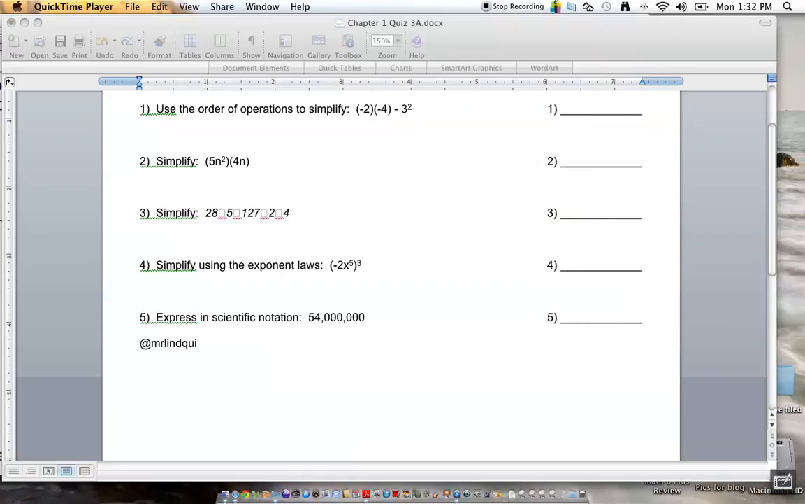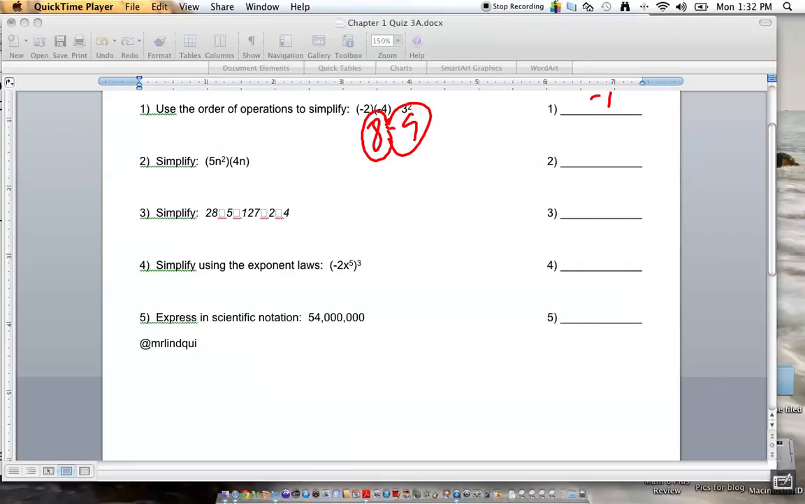Okay, so here I have one that says order of operations, and I have to multiply and I have to do an exponent. What do I do first? Exponent. So what's 3 squared? 9. Now I'm going to do the multiplication. What's negative 2 times negative 4? 8. So now, remember, no such thing as subtraction. I have a positive 8 and a negative 9. What does that add up to? Negative 1. Okay? All right. Are we with me here, guys?